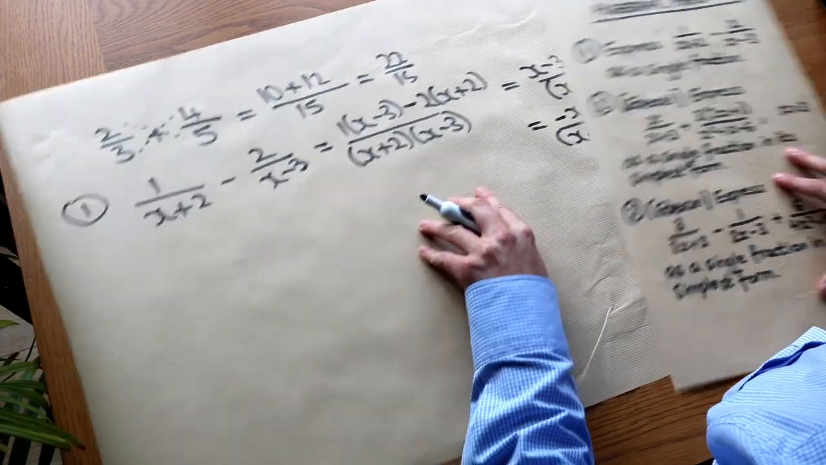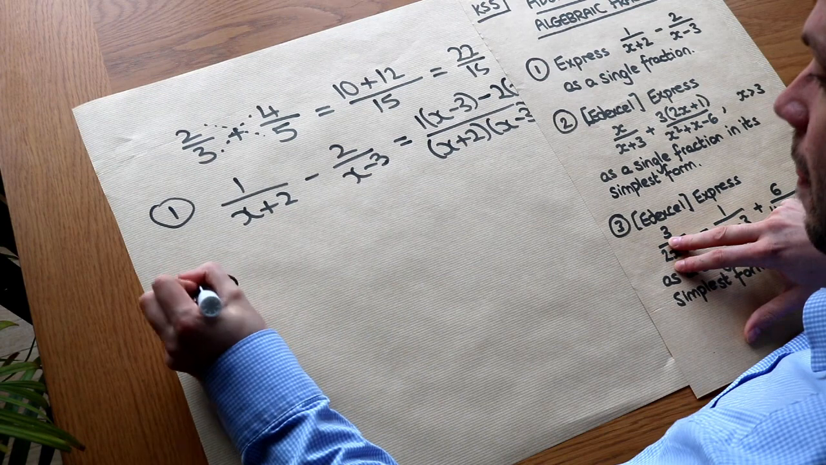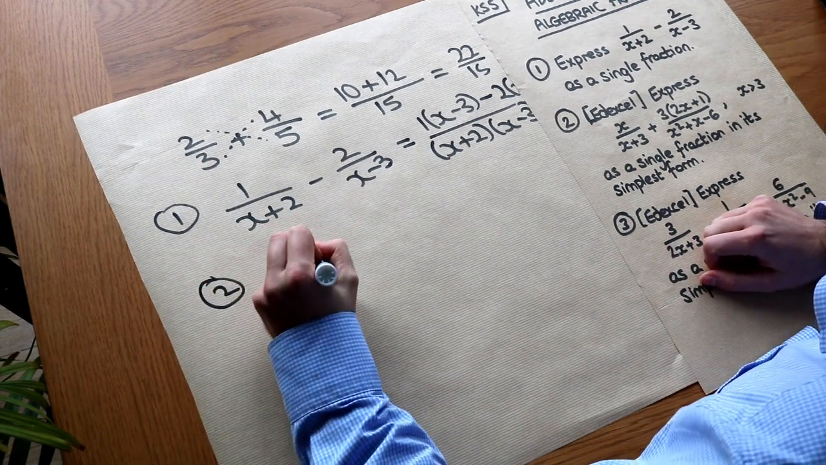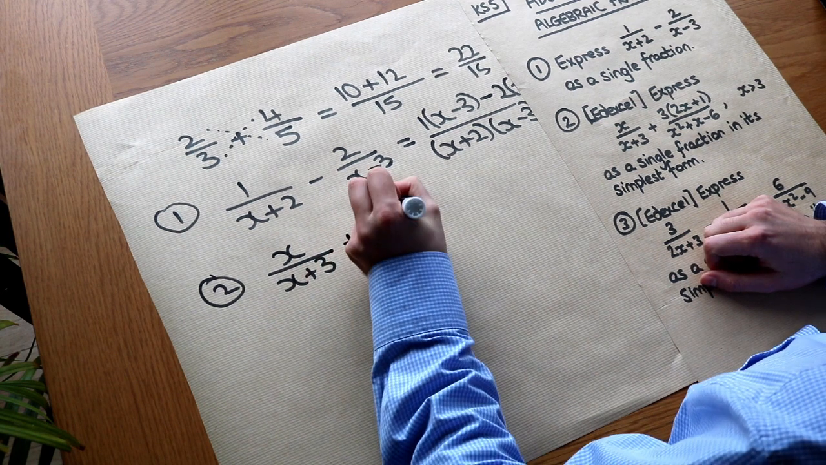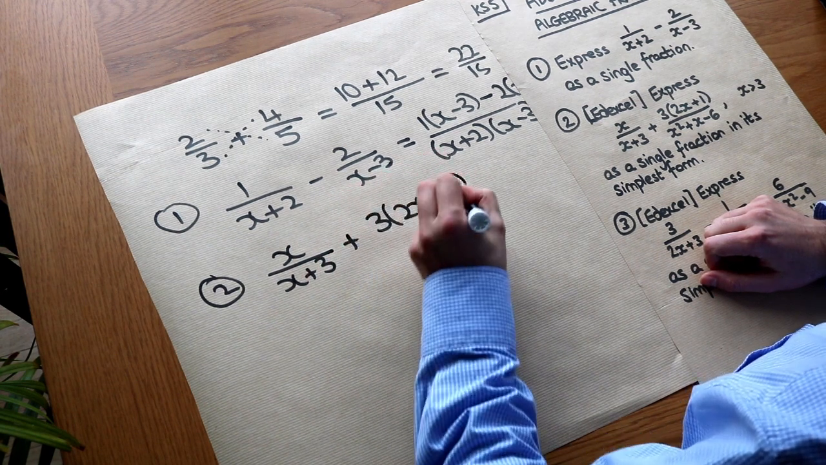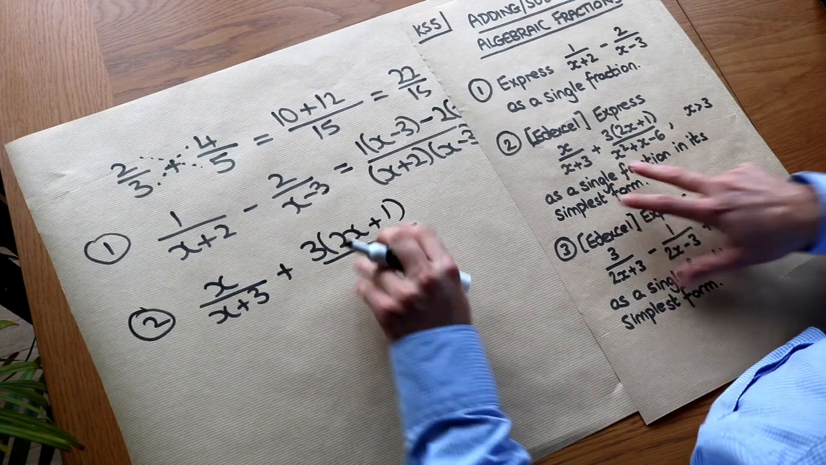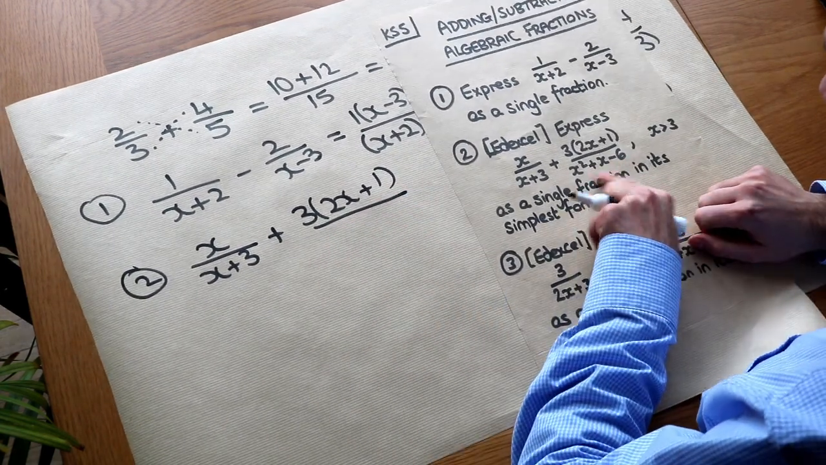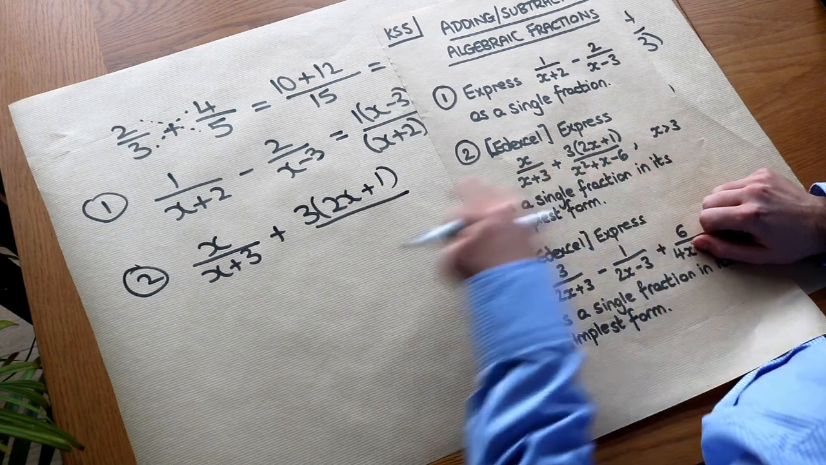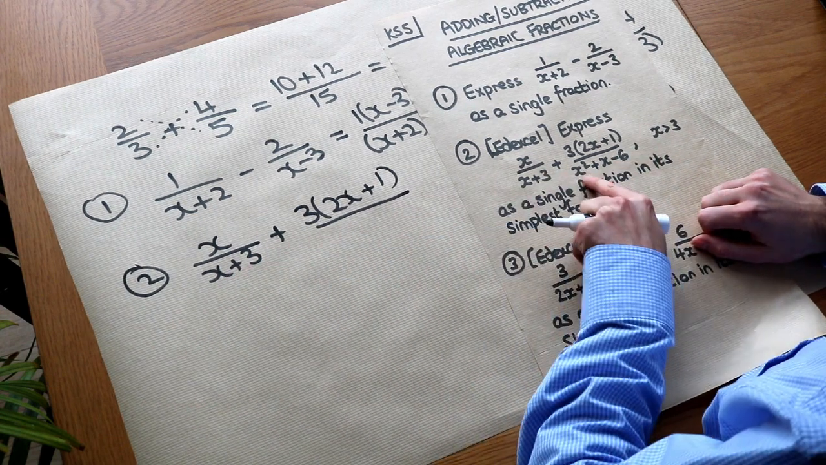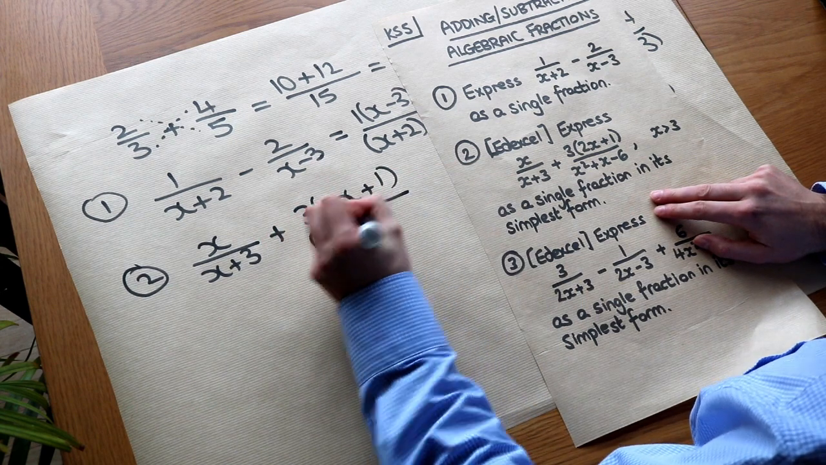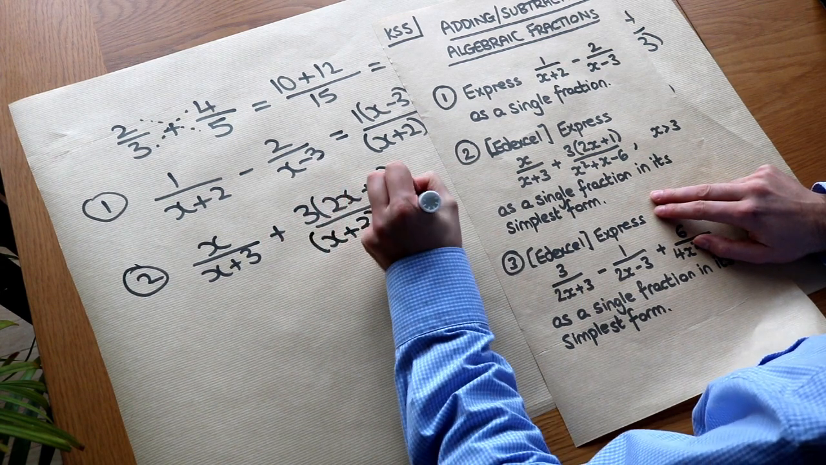What about the second one? So we've got x over x plus 3 plus 3 brackets 2x plus 1 over x squared plus x minus 6. Now, the way we do this is try and factorise everything we can first, because we might identify there's actually a common factor here. Now, x squared plus x minus 6 factorises to x plus 3, x minus 2.